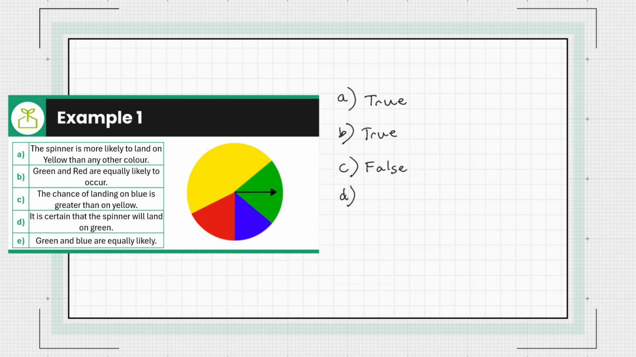It is certain that the spinner will land on green. This is also false. It's not certain that this will occur. The only way we could guarantee that a spinner would land on green is if we made the entire circle green.